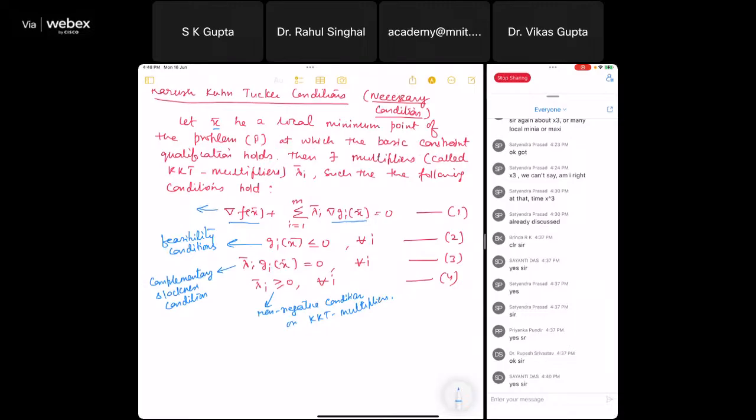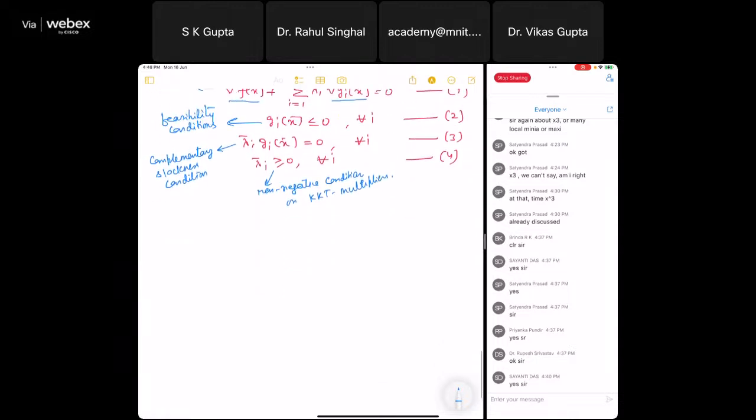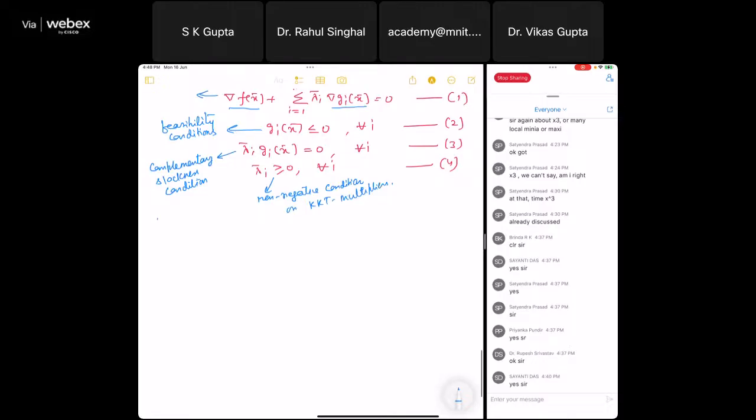But we are more interested in finding out what conditions should be satisfied so that we can say that the point is a point of local minima, because we are basically interested in solving a problem. So to solve a problem, we need a sufficient condition. What are the sufficient KKT conditions? Let us see. The sufficient condition is quite simple.